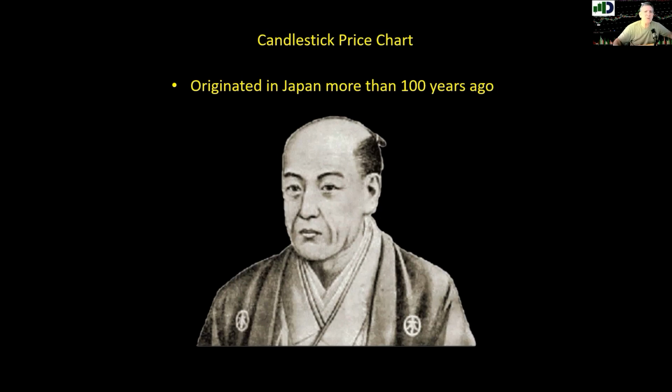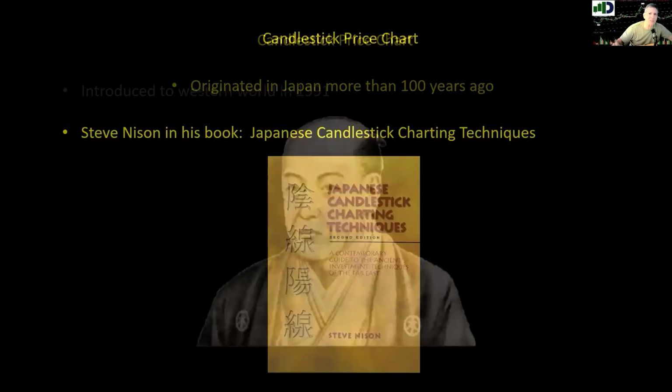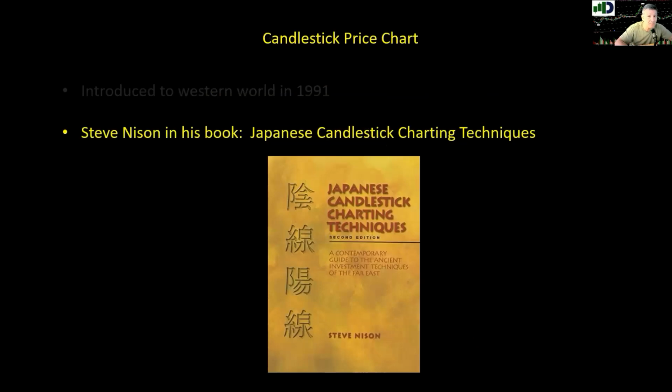Now, let's move forward in time to about 33 years ago, or in 1991, when a guy named Steve Nison wrote a book introducing the candlestick to the Western world. The name of the book, Japanese Candlestick Charting Techniques. Considering the New York Stock Exchange started around 1817, or more than 200 years ago, the use of the candlesticks to chart prices is a relatively recent idea.